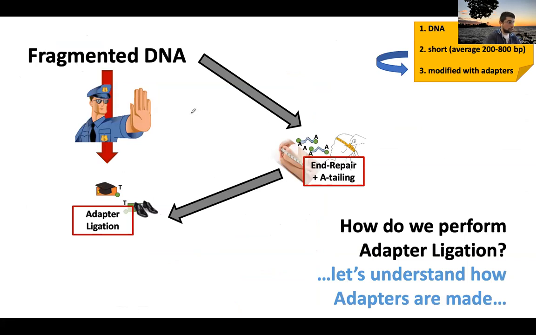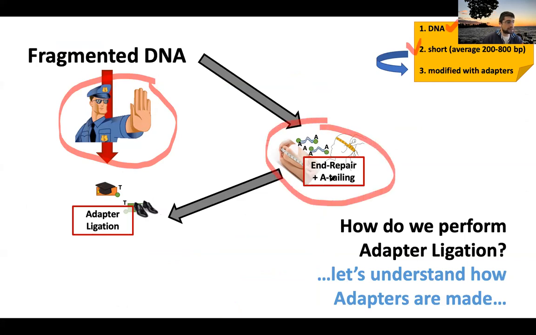All right. We've started with DNA, so we're good. Our DNA is short. We've used either sonication or enzymatic fragmentation for that, and then we have to modify the DNA with adapters. But I told you before, the fragmented DNA is not compatible with the adapter ligation. We have to perform an intermediate step called end repair and A-tailing. However, in order to understand why we're doing these steps, I want to talk a little bit about the adapter ligation, how the adapters are made, and how to make the fragmented DNA compatible with the adapters, so we fully understand why we have to perform this intermediate step.